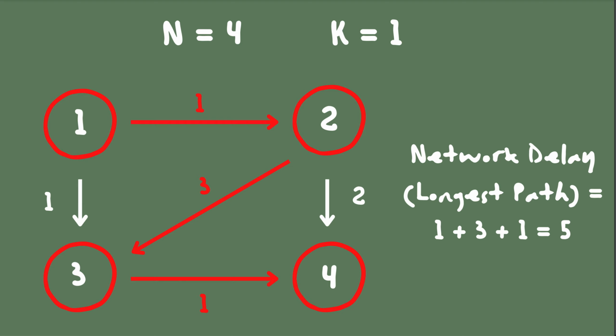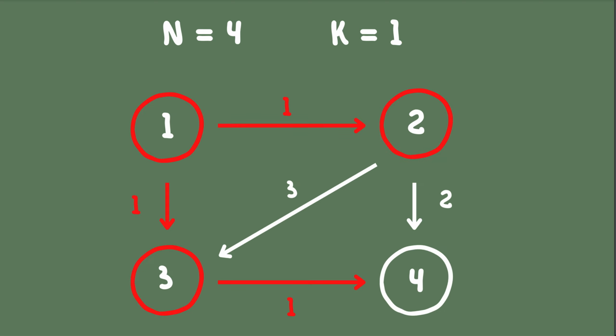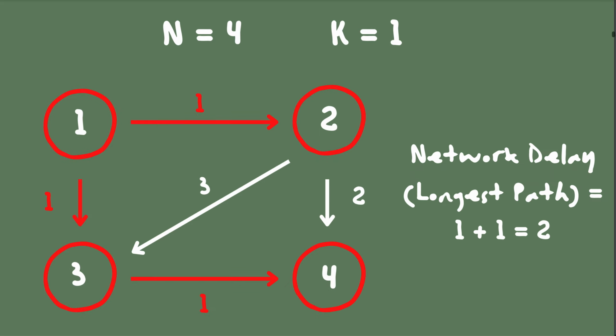We can see just from looking at this graph, this is not the fastest way for the network to reach all of the nodes. This here would be the fastest way because 4 is our farthest node, and to 4 it takes 1 second for the signal to get from 1 to 3, and then another second for the signal to get from 3 to 4. So our longest path is 1 plus 1, which is 2.